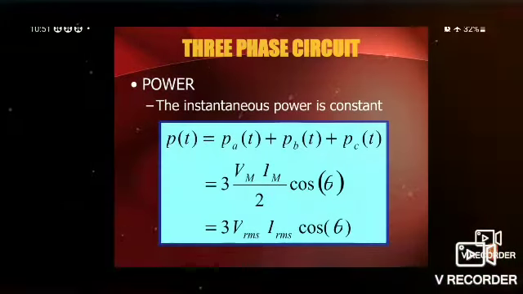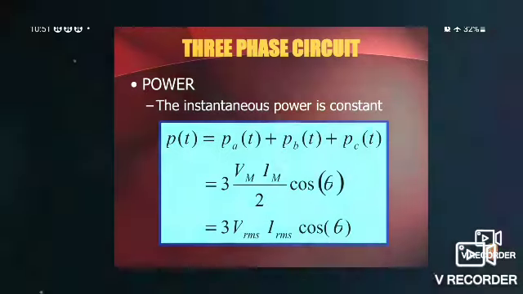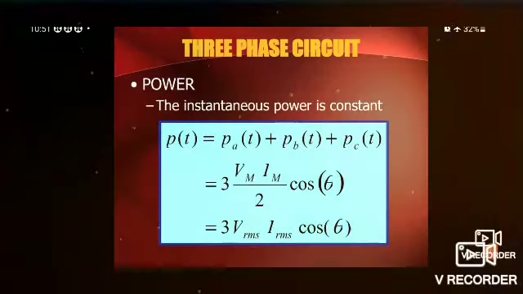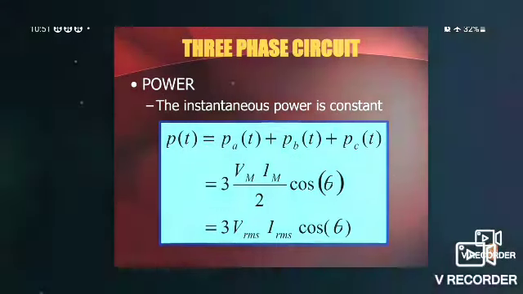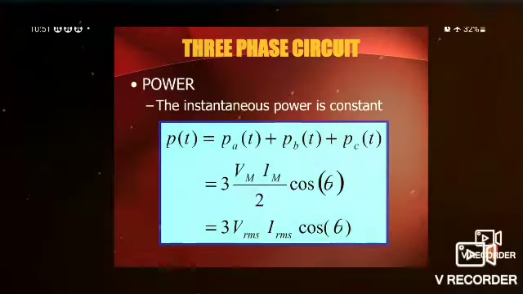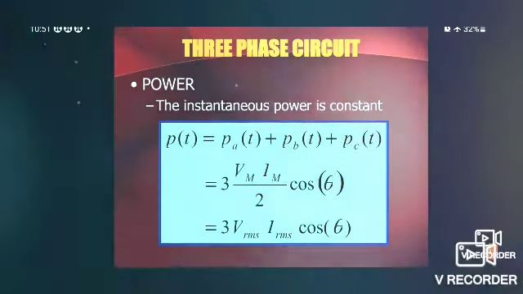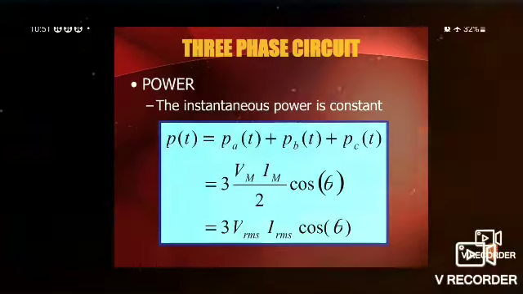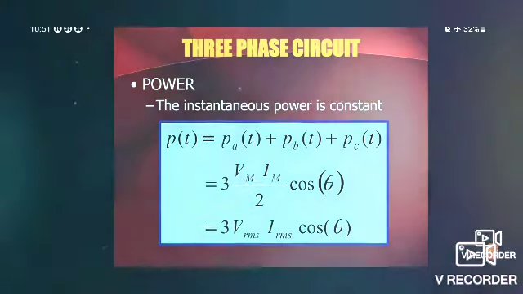Then power, the instantaneous power is constant. That is P of t equal to, for 3 phase, 3 Vm Im by 2 cos theta. In RMS value, 3 Vrms Irms cos theta. In maximum value, 3 Vm Im by 2 cos theta, it is the instantaneous power. And in RMS value, 3 Vrms Irms cos theta.